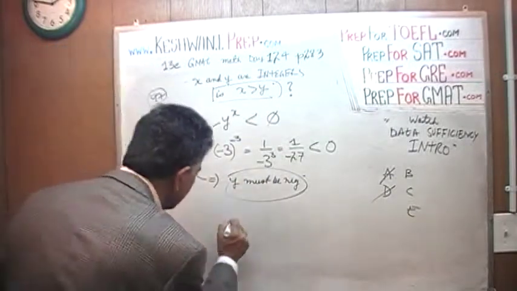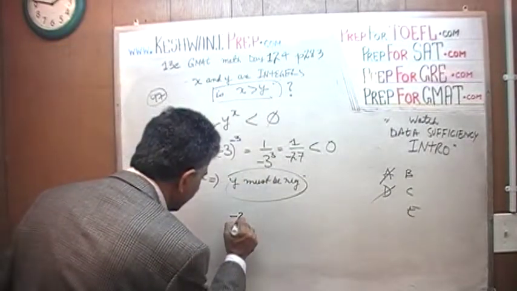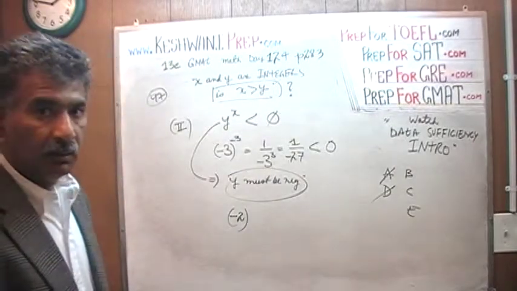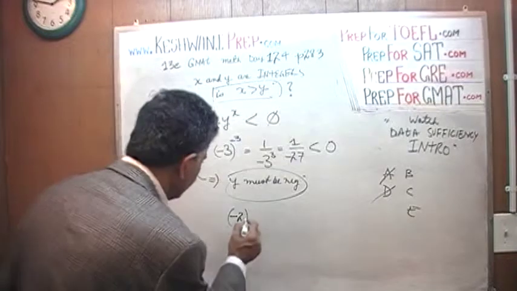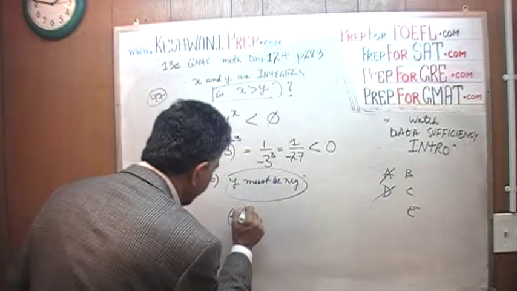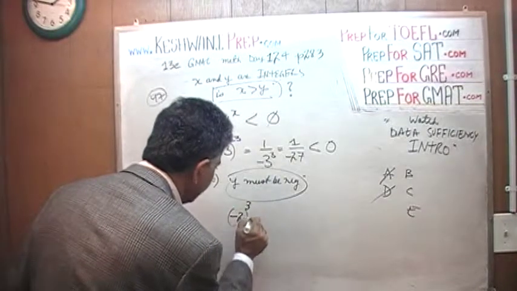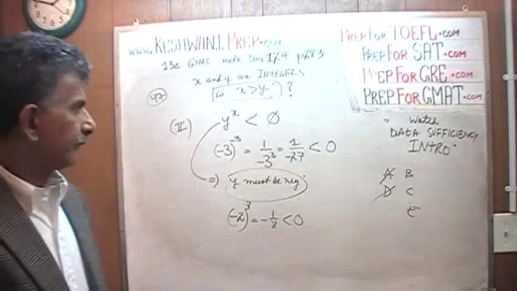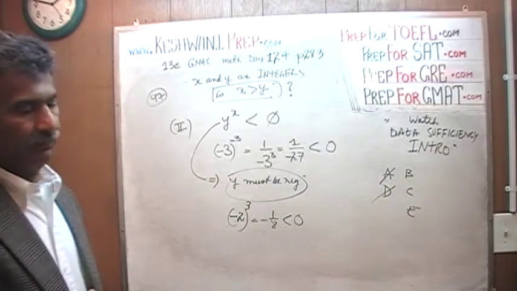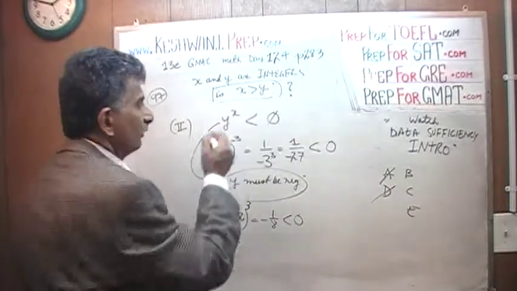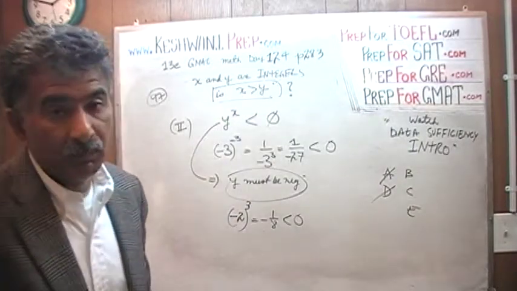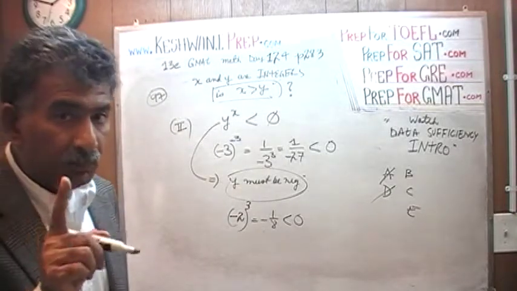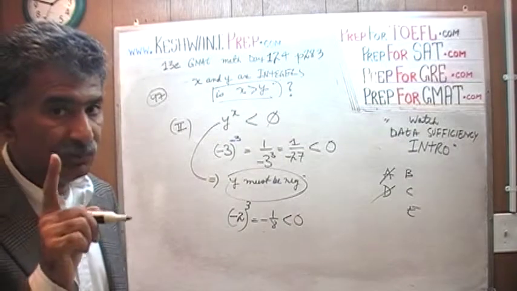A negative number raised to some power can be less than 0. For example, a negative number raised to 3 is simply negative 1/8, which is less than 0. So y must be negative. But it does not tell us if x is more than y. x could be more than y, x could be less than y, x could be equal to y here. But we do know for a fact that y, whatever it is, has to be a negative number.